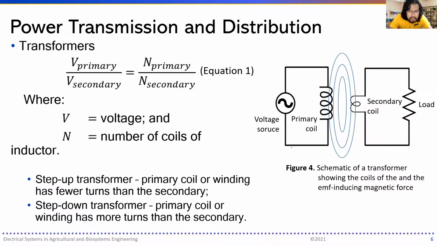Now, if the voltage needs to be stepped up or increased by a certain factor, the secondary coil should have more coils than the primary coil. Of course, the number has to be determined to come up with the desired voltage value. Conversely, if the voltage needs to be stepped down, the primary coil should have more coils. So if it's a step-up transformer, the primary coil has fewer turns of coil. And conversely, it's the other way around for step-down transformers.